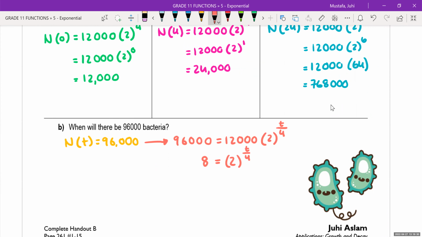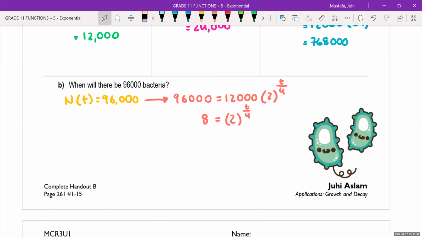So that's going to be 8 is equal to 2 to the power of t over 4. Okay, so jumping ahead to tomorrow's lesson, I'm going to tell you that whenever you're solving an equation like this, if you can get the base to be the same on both sides, then all you need to do to solve the question is look at the exponents. So can I replace the 8 with a power that has 2 in it? Yeah, so I'm going to replace the 8 with 2 to the power of 3, and that's equal to 2 to the power of t over 4.